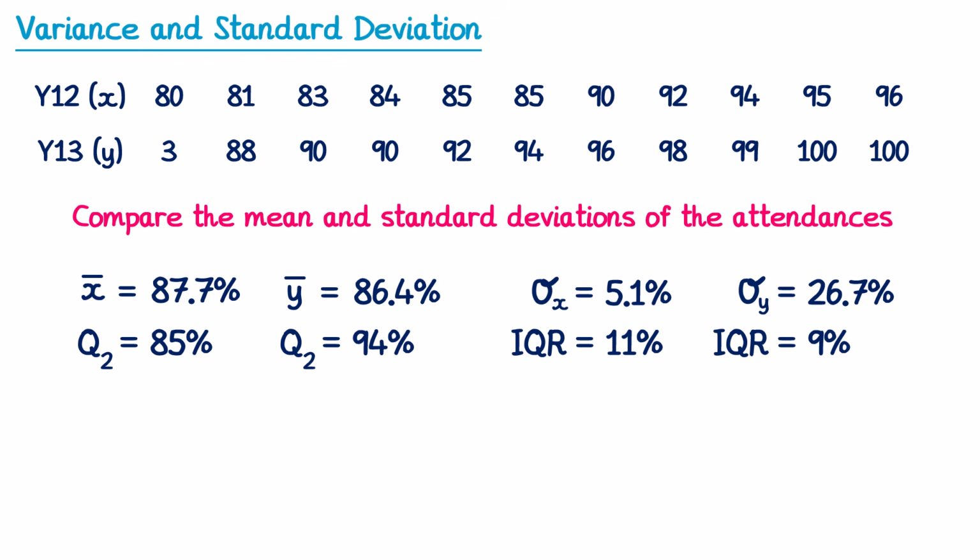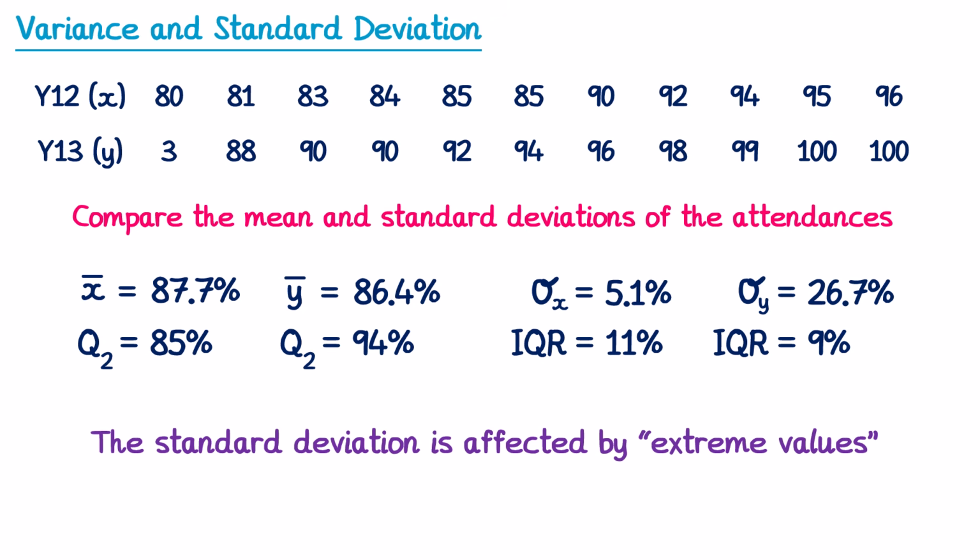A similar story happens with the interquartile range. Previously, we said that Year 12 had less varied data. Actually, using the interquartile range, Year 13 has less varied data. This is because the interquartile range is not affected by that extreme value of 3%. So it's important to understand that the standard deviation, like the mean, is affected by these extreme values. And so is the variance, since the variance is just the square of the standard deviation.